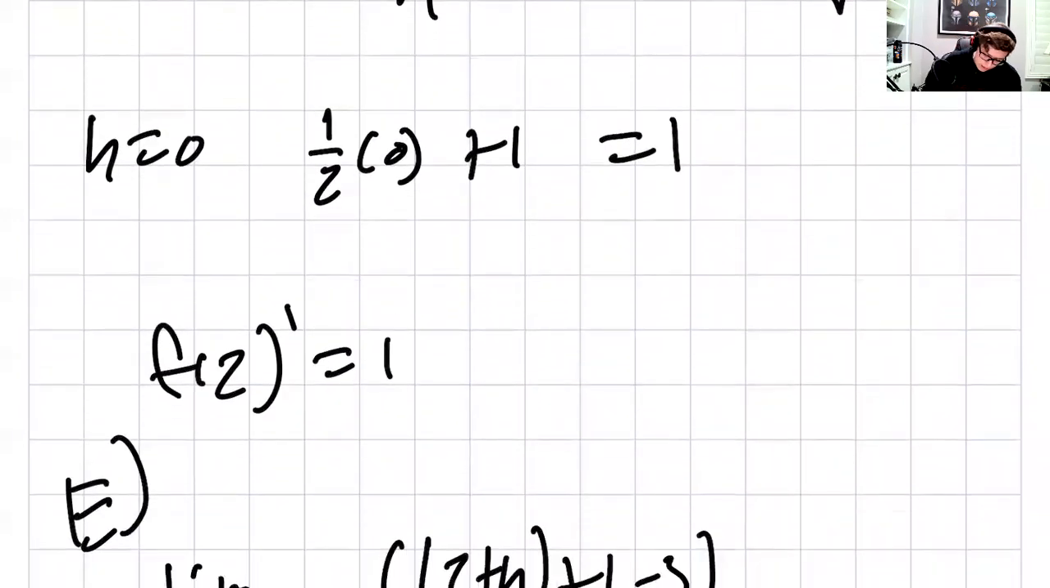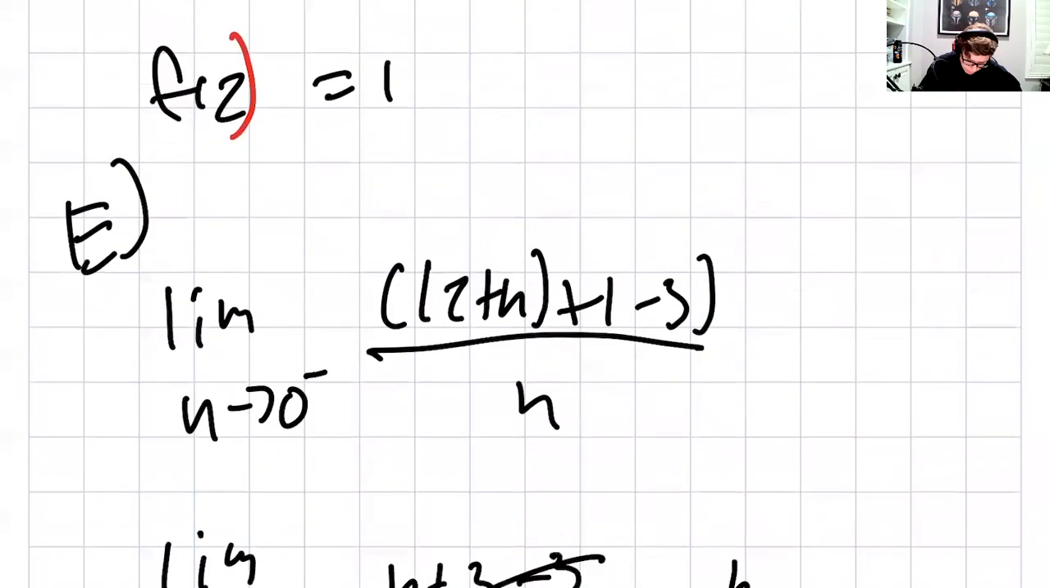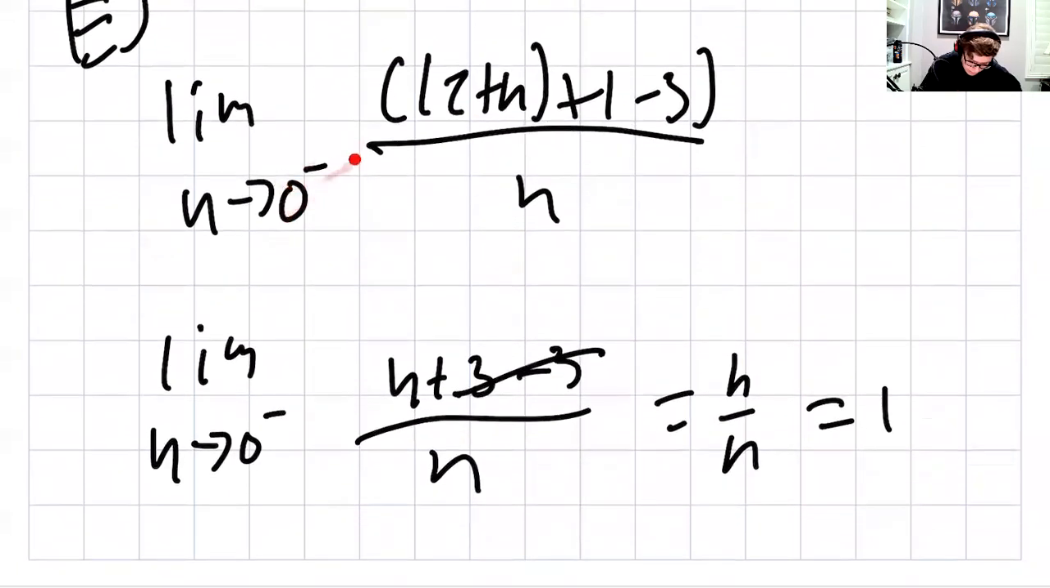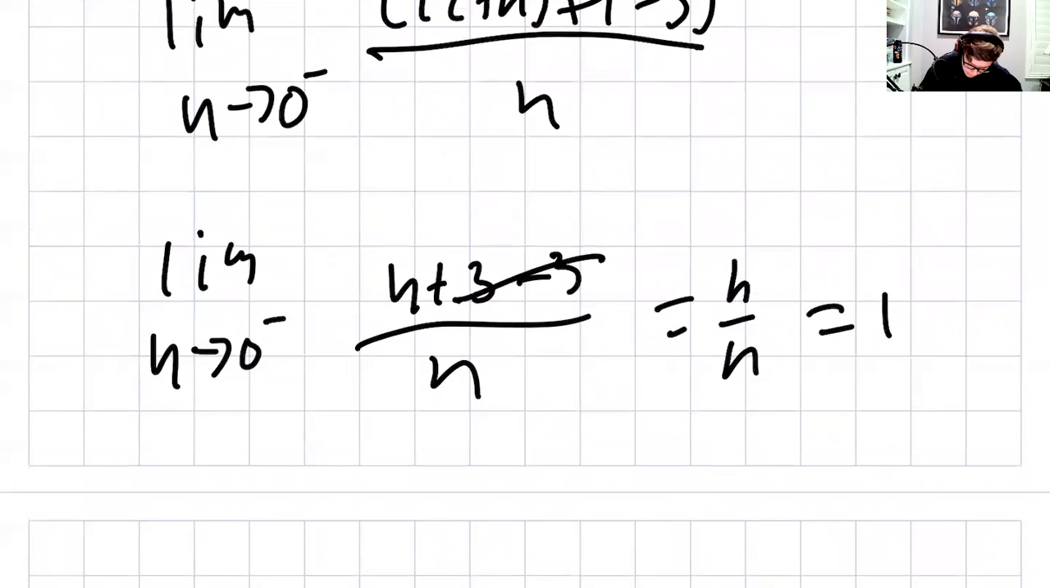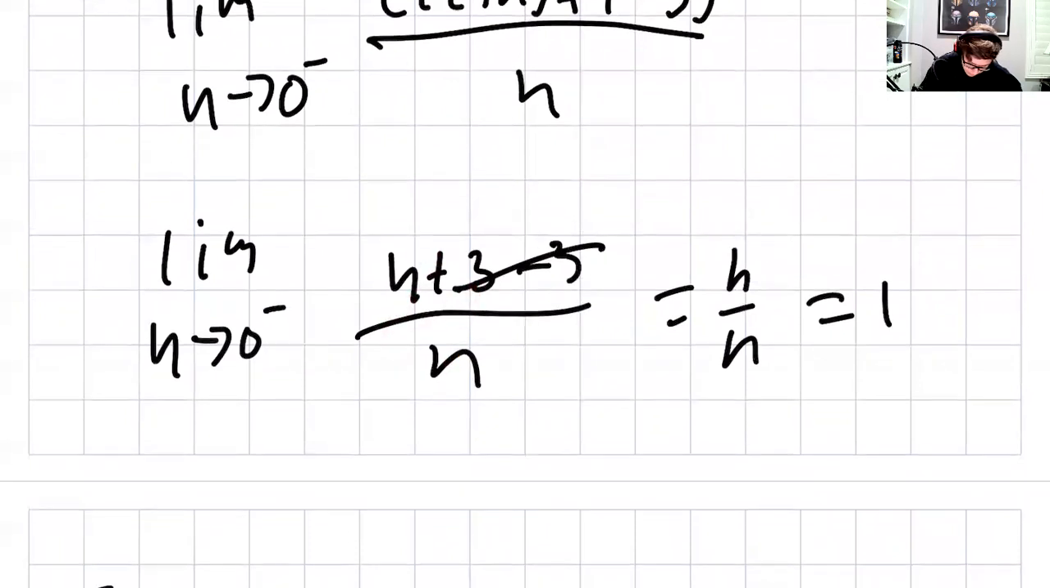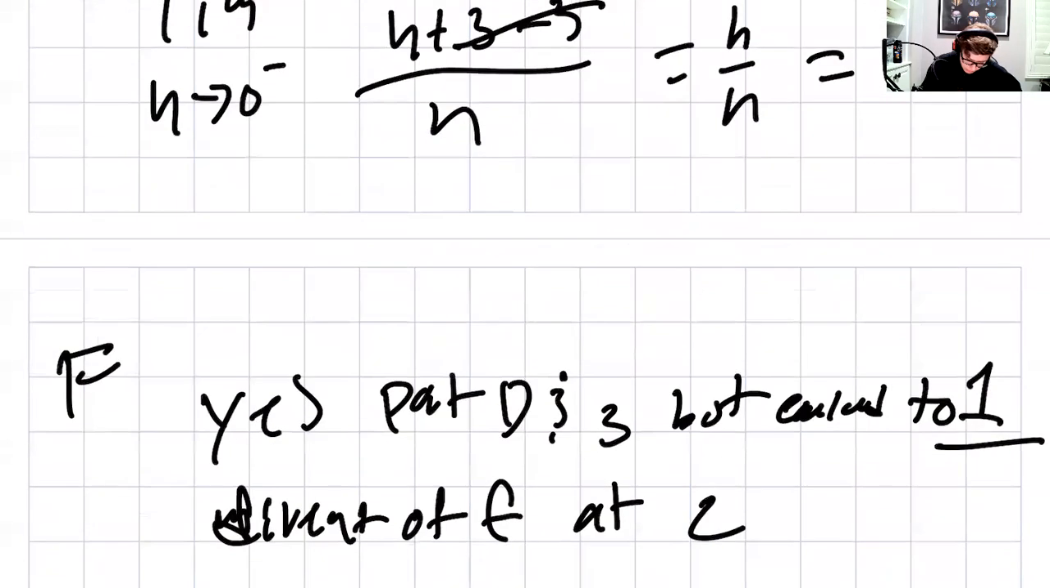So for f prime of 2, excuse me, that's not supposed to be f prime, that's just supposed to be f of 2 is equal to 1. And then as you move down here, part E, same thing, except we're going to use this minus sign right here on the 0, which means we're coming from the left side. So as you come down here, you end up just canceling this out because it's x plus 1, so you plug in h and a for all of that. You end up with h over h equal to 1.